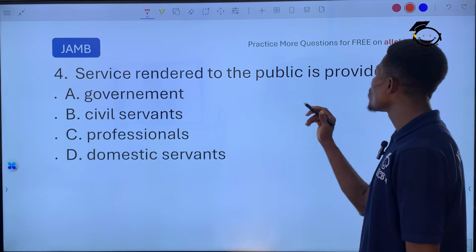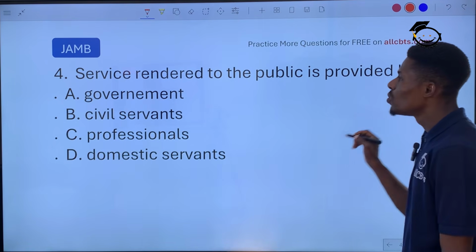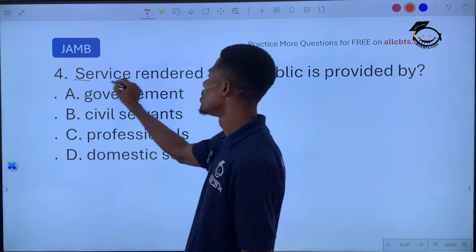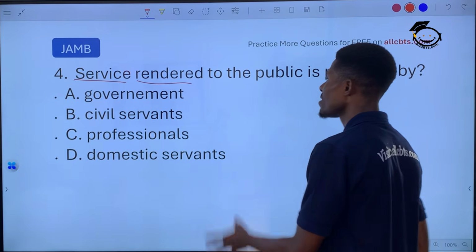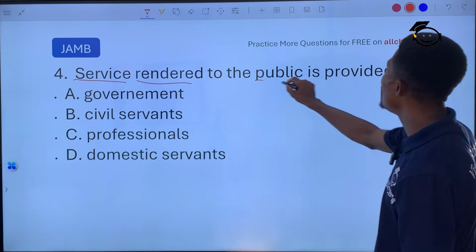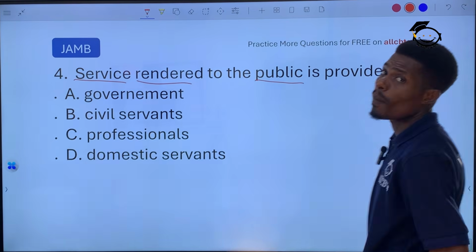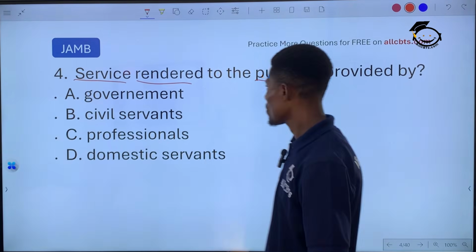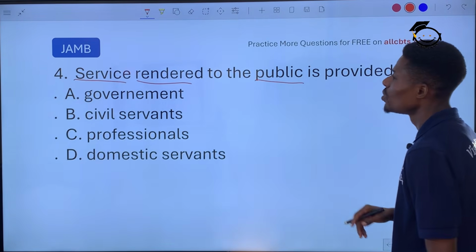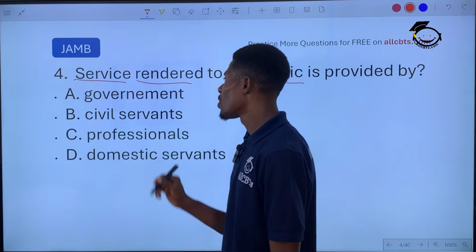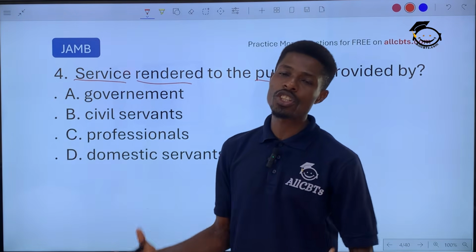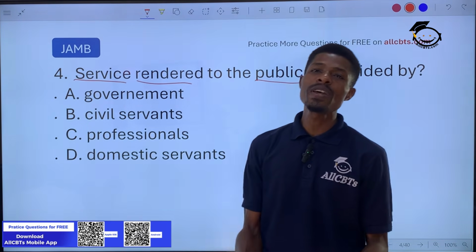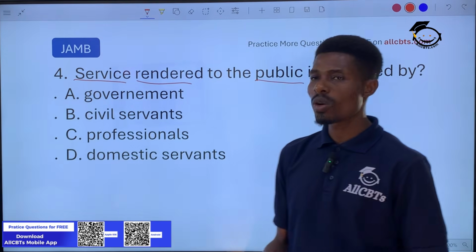Service rendered to the public is provided by who? Take note of the word. Service rendered, that is served. Public, talking about a large number of people. Public is provided by who? A, the government? No. The government is what? An entity or a machinery that steers the affairs of a state through laws, regulations.